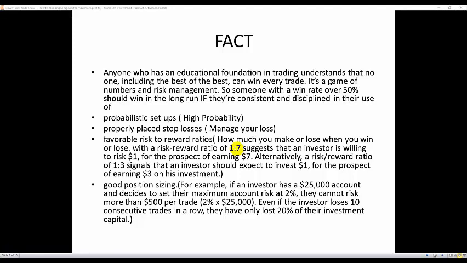And the third one is favorable risk to reward ratio. When we talk about risk to reward ratio, we are talking about how much you make or lose when you win or lose a trade. With a risk to reward ratio of, let's say, 1:7, it suggests that an investor is willing to take a risk of $1 for the prospect of earning $7. Alternatively, a risk reward ratio of 1:3 signals that an investor should expect to invest $1 for the prospect of earning $3 on his investment. So you calculate that according to how much you're putting in that trade.